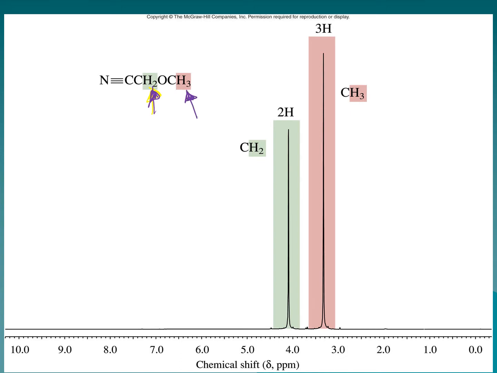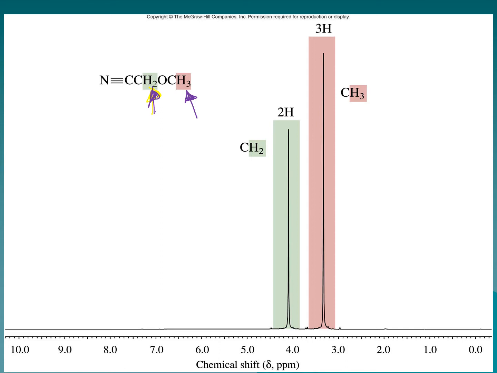And all three of those hydrogens will give out the same exact signal because they're chemically equivalent to each other. You wouldn't be able to tell them apart. They're all on the same carbon, which is on an O. So there are two kinds of hydrogens in this molecule, and there are three of the pink ones and two of the green ones.